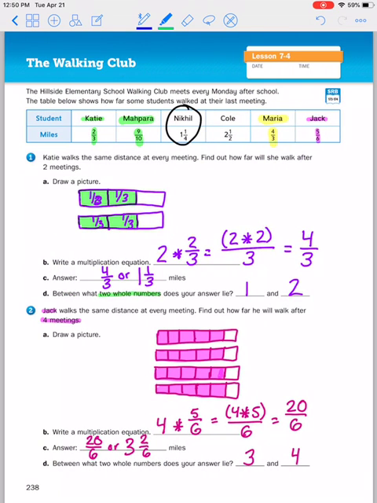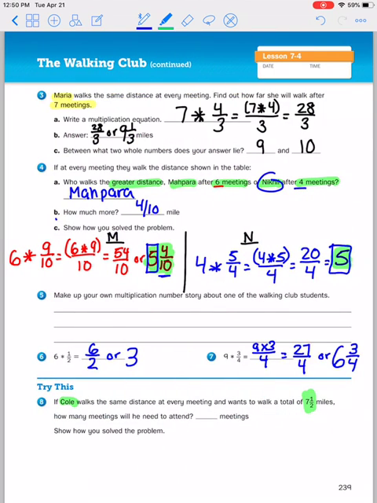We're going to go and look at Cole. Cole, every meeting goes 2.5 miles. So I know that he goes 2.5 miles. Now I'm going to change 2.5 miles to an improper fraction. So 2 plus 2 plus 2 plus 2 plus 1 whole. Actually, you could do it that way.